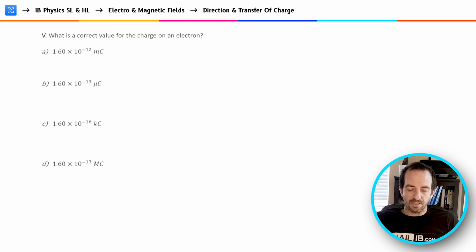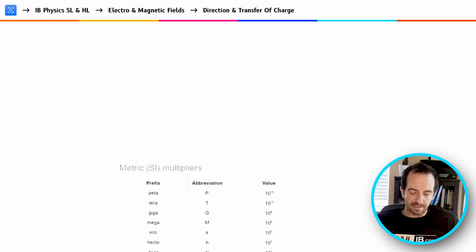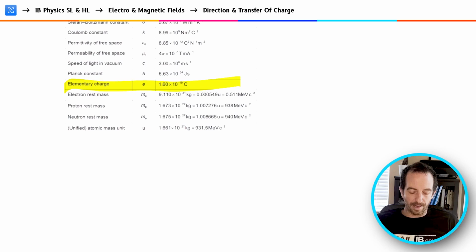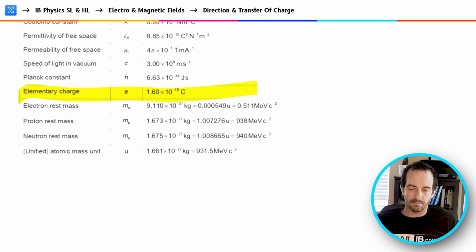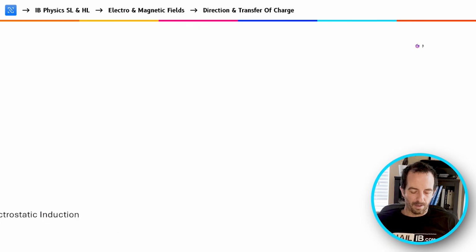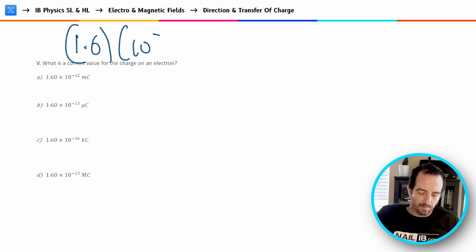Now, a few questions to test some of these fundamental ideas. So first up, what is the correct value for the charge in an electron? I scroll up to the constants. I remind myself that the elementary charge is 1.6 times 10 to the negative 19 coulombs. Is A equal to 1.6 times 10 to the negative 19?